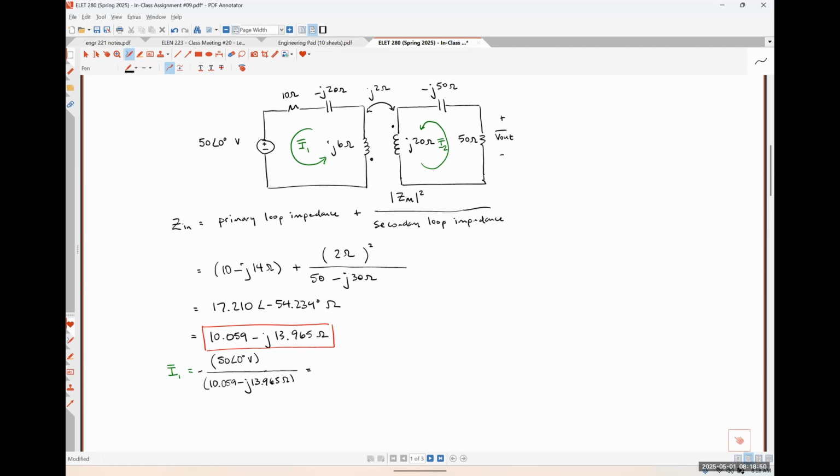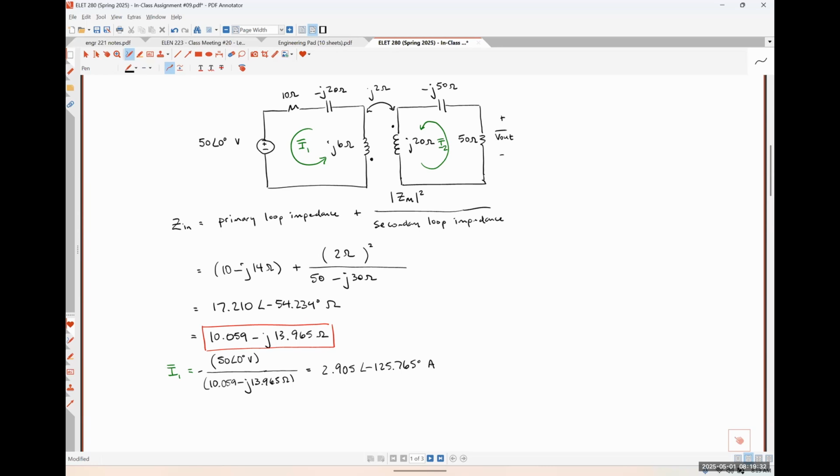So we would have negative 50 divided by my previous answer, and I just got a current of 2.905 with an angle of negative 125.765 degrees amps. So before I move on from this step, does anybody have any questions, comments, or concerns about where this relationship came from, or particularly why we're using a negative sign?